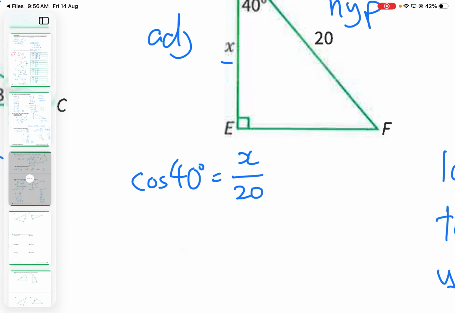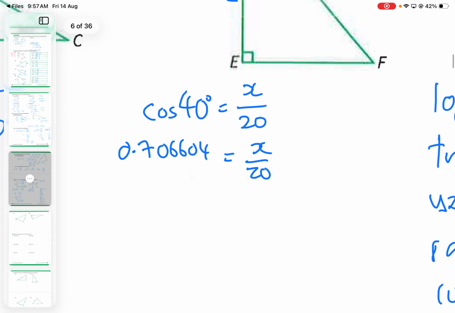Then you press calculator to get what is cosine 40. 0.766. Cosine 40 is 0.76604, equals to x over 20. Finally, I want to know what is x, so I want to make x the subject. I don't want x to be divided by 20. Not times x, I times 20. I want to remove the denominator. That's why I times 20. To remove it, I times 20 at the same time to the left.